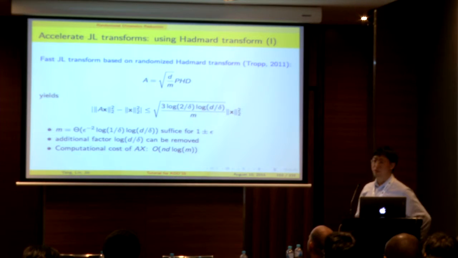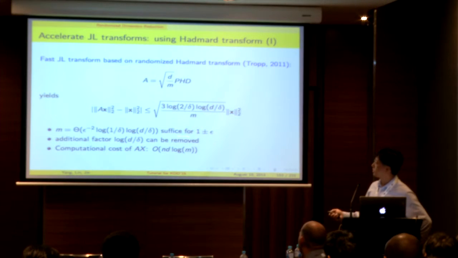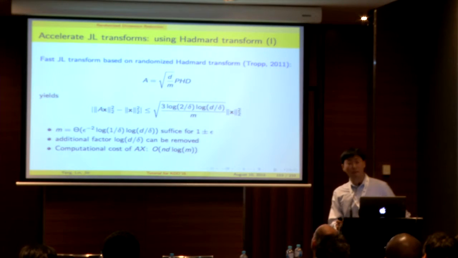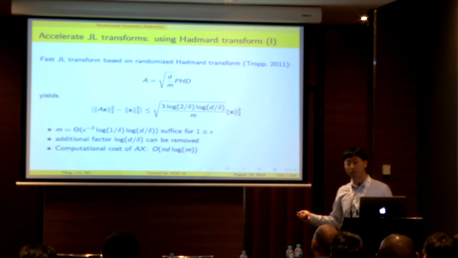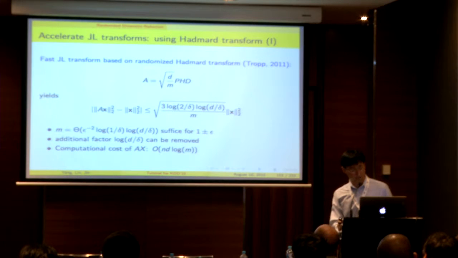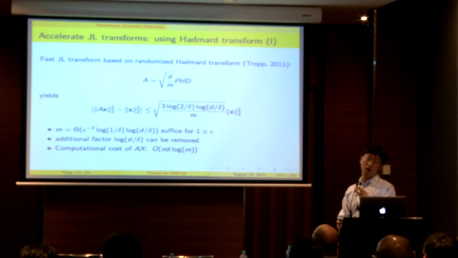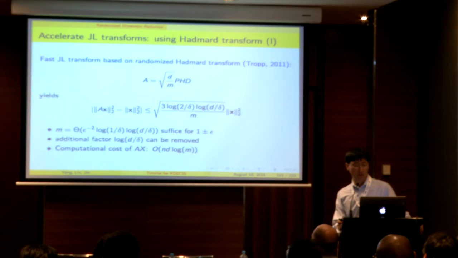In terms of computational cost, if we apply A to the data matrix X with n times d size, the cost is n times d log of n. Compared to Gaussian random projection, we reduce m to log of n. So if n d is very large, this reduction could be very significant. So this is the second idea, using the randomized Harmonic transform to accelerate the JL transform.